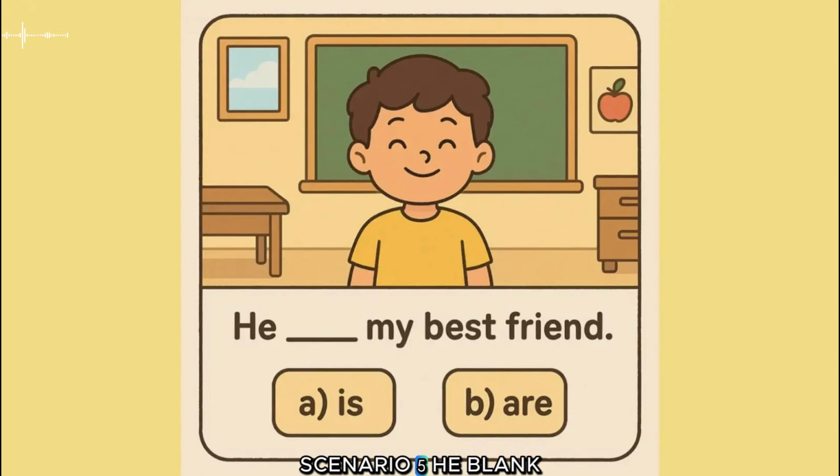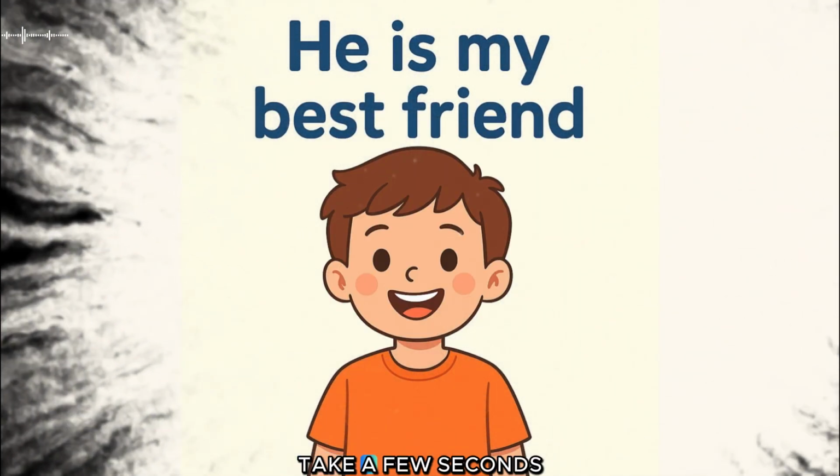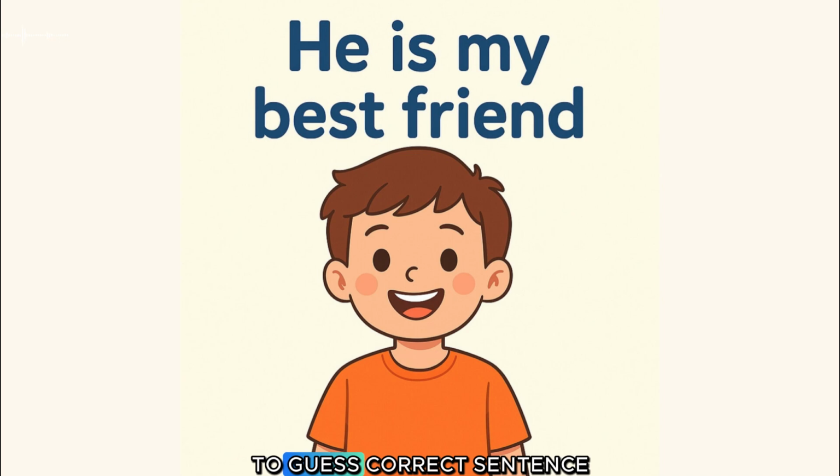Scenario 5. He blank my best friend. A: is, B: are. Take a few seconds to guess. Correct sentence: He is my best friend.